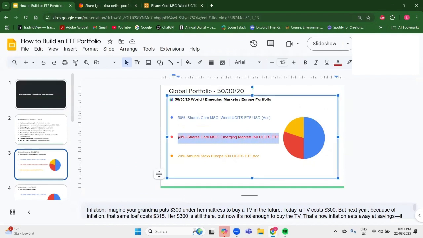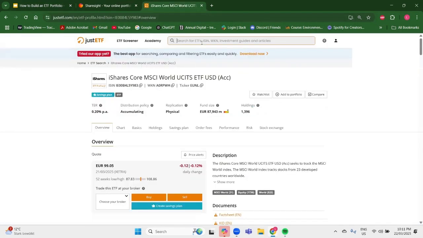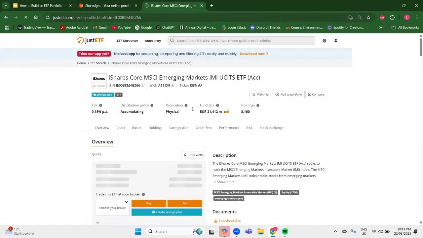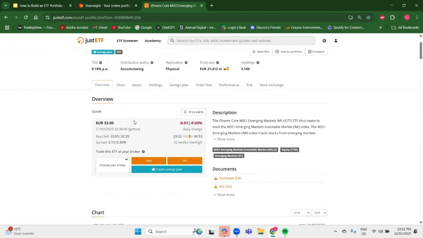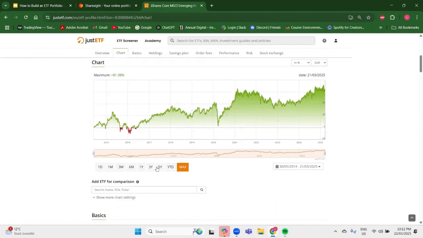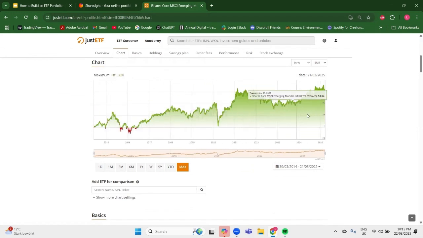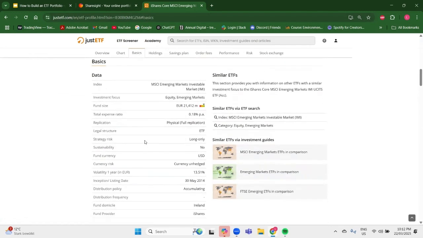So the emerging markets IMI ETF. If we put this into the Just ETF research tool that we have, we can then see here, accumulating as well, is a pretty damn big one. 21 billion fund size, 3,000 companies in it. Very good. Accumulating physical, low fee tier of 0.18%. Over the past 5 years, 60% growth, consistent growth, maybe not quite as strong as the other one, but still very strong. And it's another sector.